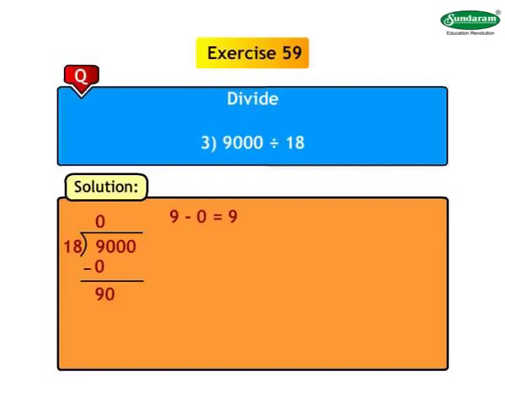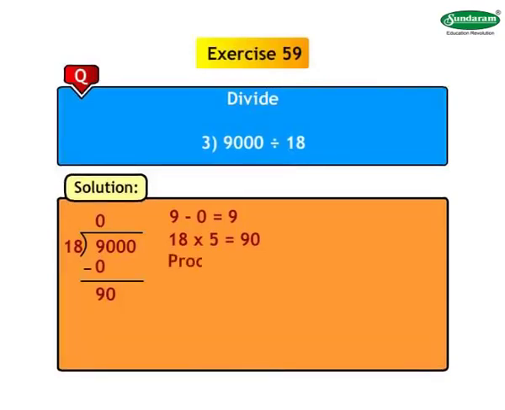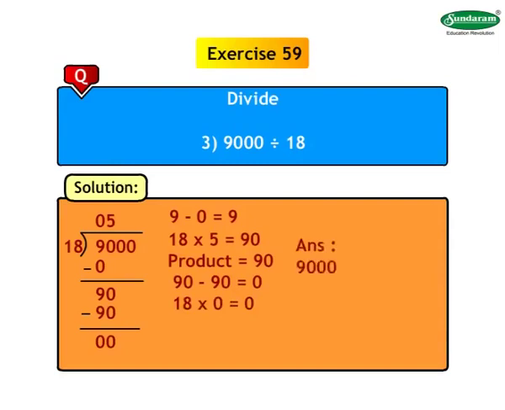Divide 90 by 18. 18 into 5 is equal to 90. Now since we get the product exactly equal to 90, write 5 in quotient above the line next to 0. 90 minus 90 is equal to 0. Now write the 0 next to 0. 18 into 0 is equal to 0. Thus, answer is when 9000 is divided by 18, quotient is equal to 500. Remainder is equal to 0.